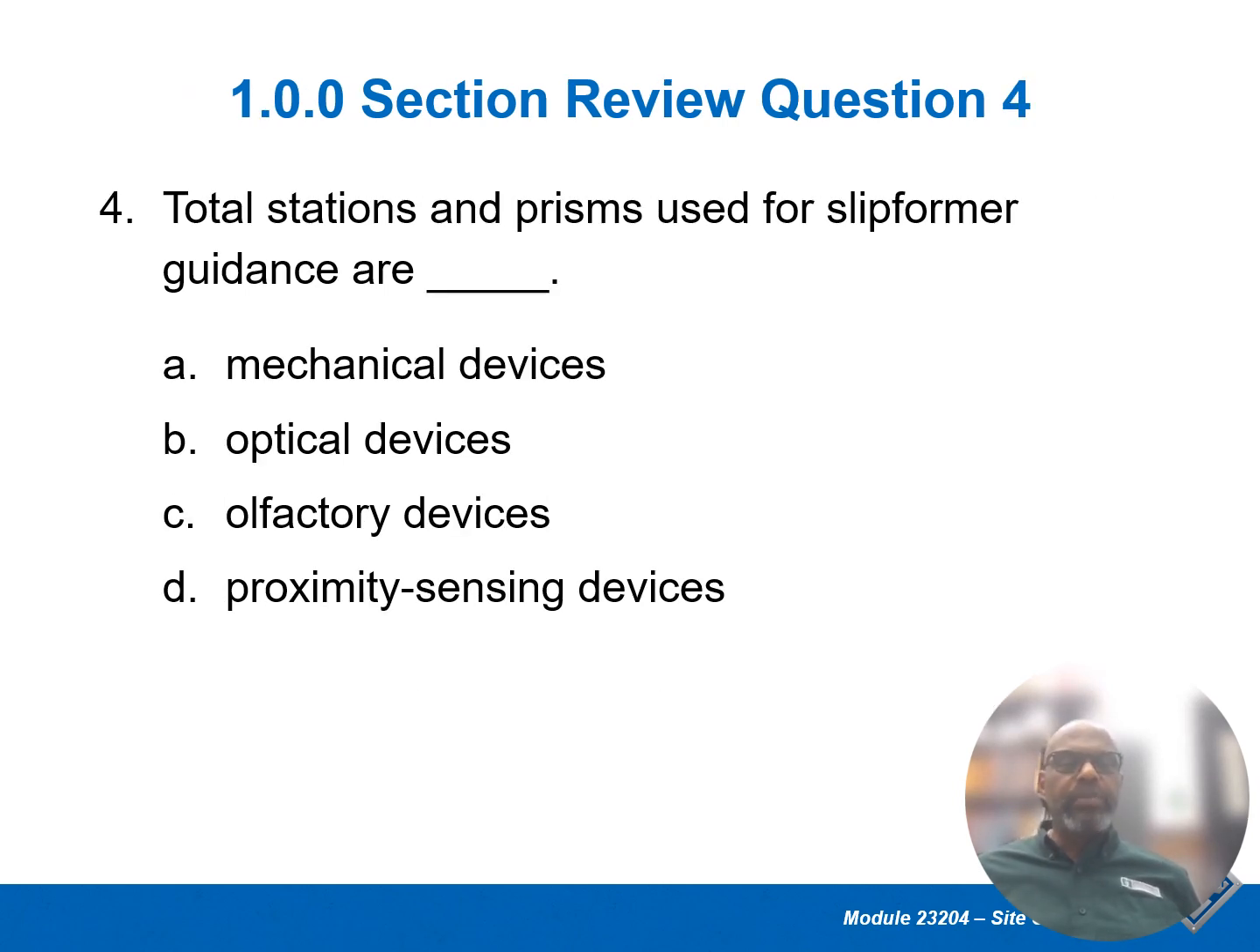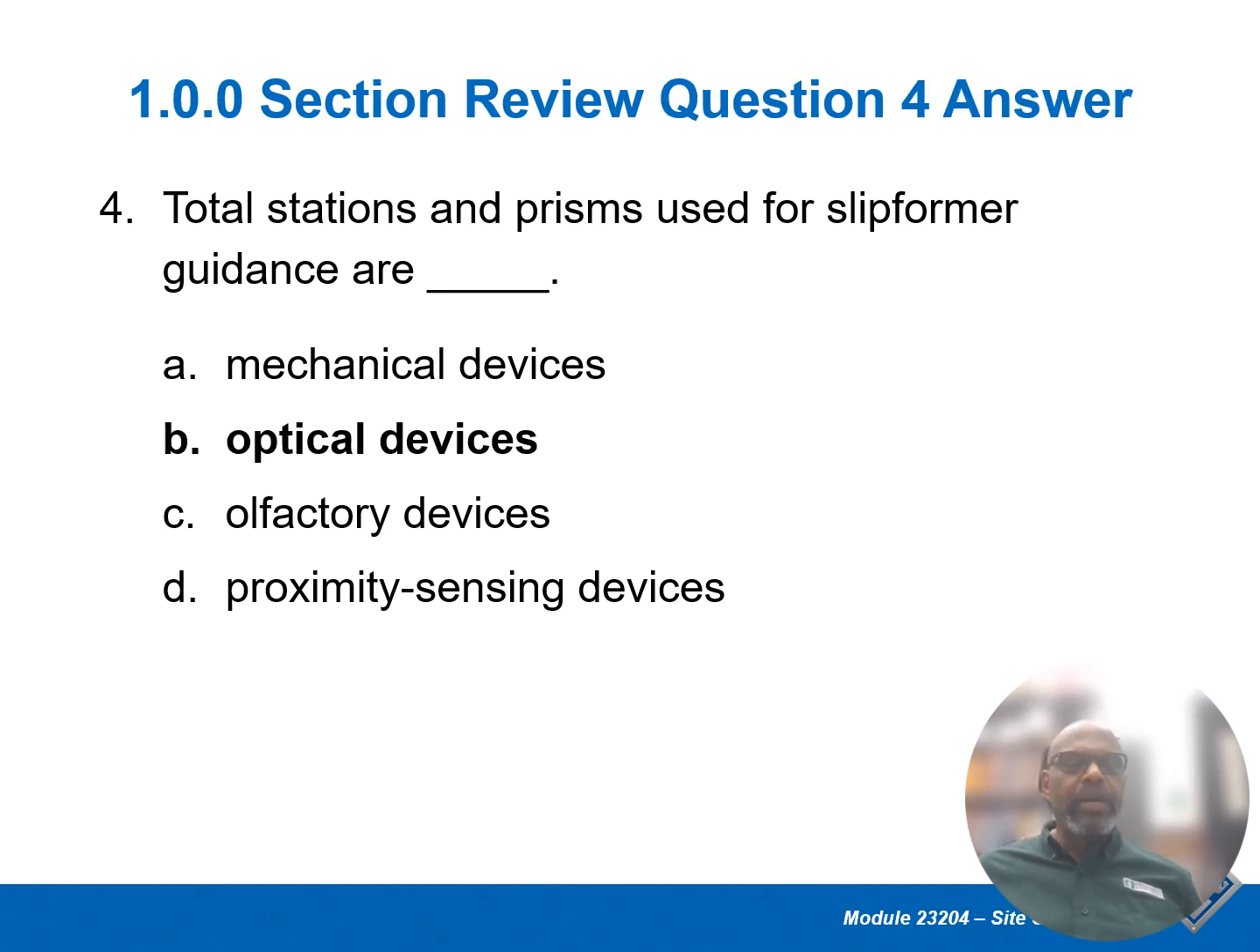Total stations and prisms used for slip former guidance are blank. Is it a mechanical device, optical device, olfactory device, or proximity sensor device? They are certainly optical. You actually look through it, and then you use the prism to set your points.